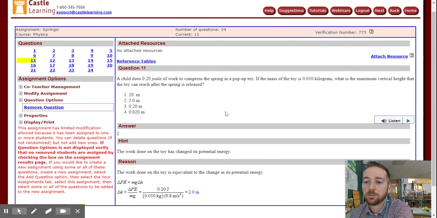A child does 0.2 joules of work. So joules is energy, work is change in energy. And they give you the mass of the toy. What's the maximum vertical height? So this is another one here. We're talking about energy and we're talking about a spring toy, but you're talking about what height it is going to reach. So you can press it.